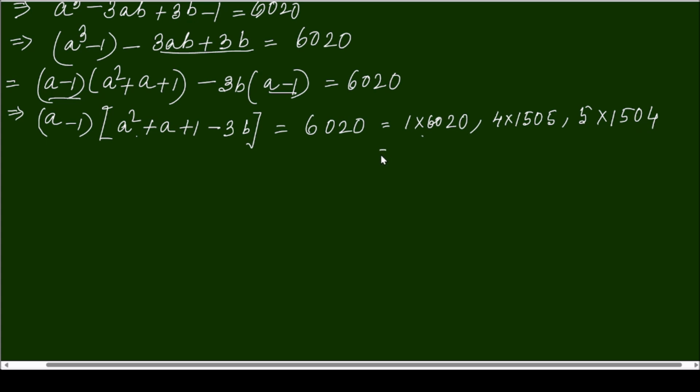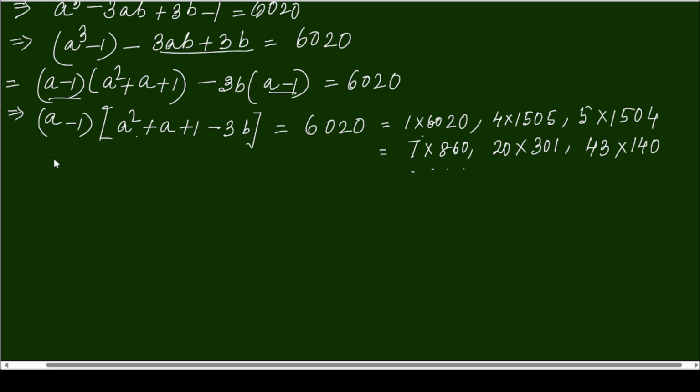This can be 7 multiplies 860. It can be 14 into 230, no, that will not be co-prime. Then 20 into 301. If I have left anything, you can put 35 into 170. No, they are not co-primes. Then 43 into 140, and so on. The rest will not be co-prime if I write in the factor form.